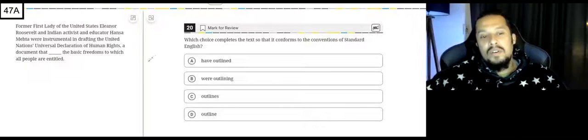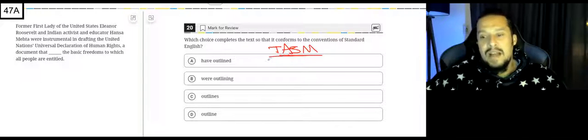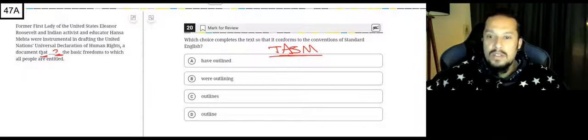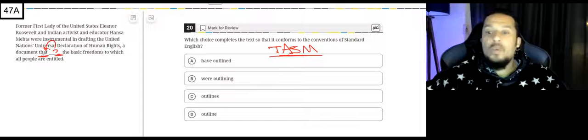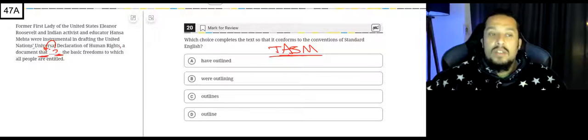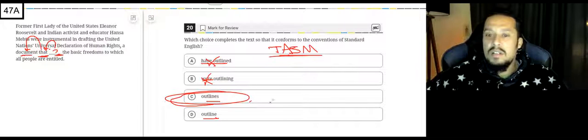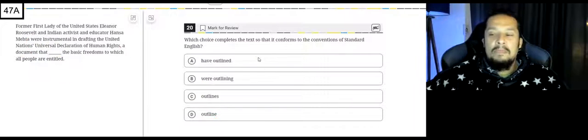Because you have another verb-based question and you've got to think of the TASM, right? The TASM. And so here, a document that blank. And so this verb goes back to what? It goes back to that. And that is a pronoun for what? It's a pronoun for document. So the document have, no. Document were, no. Outlines, outline, outlines. Answer is C. C for banana.